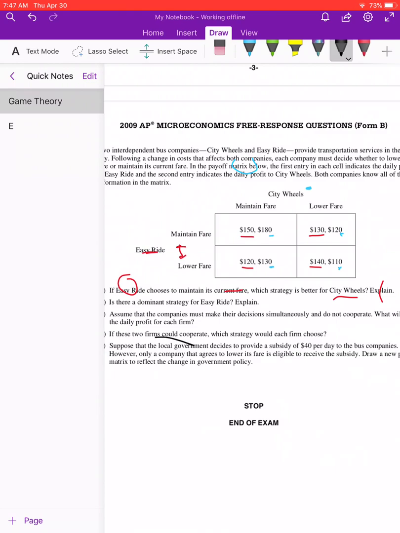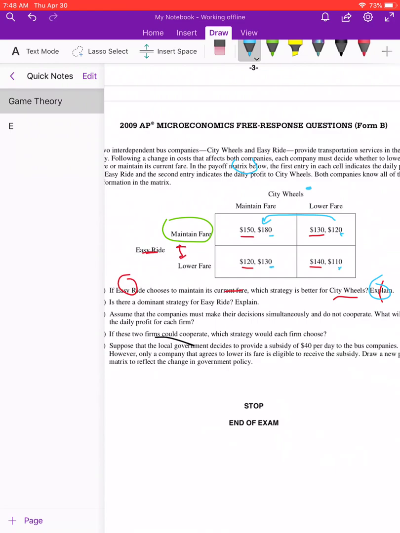And so, when it says maintain its current fare, that means we're on top here. That was a little weird for me. I don't know why my mind blanked like that. So by maintaining current fare, we're looking at City Wheels, and that means at City Wheels we have to ask ourselves what's better, the 120 or the 180. Just following the arrow, that means that City Wheels want to maintain their fare as well.